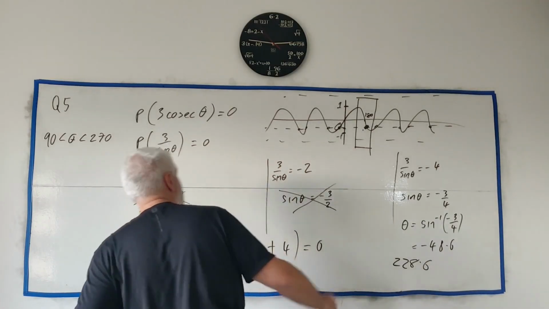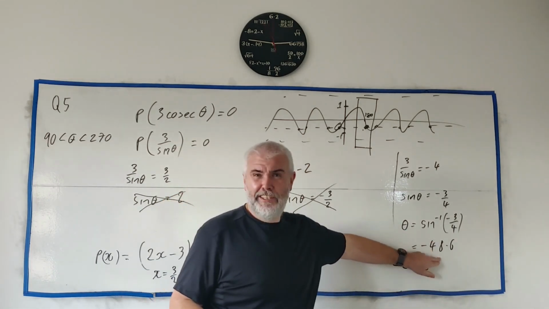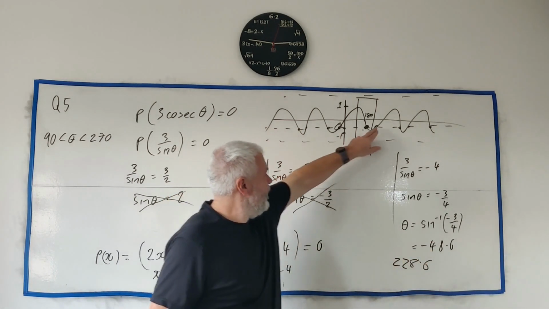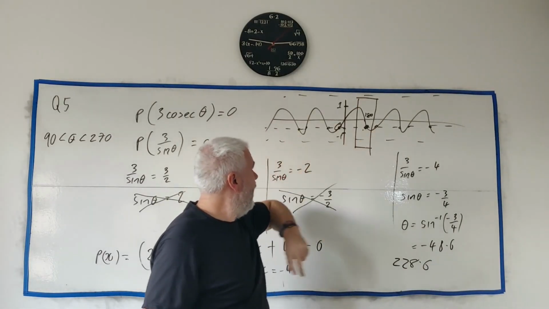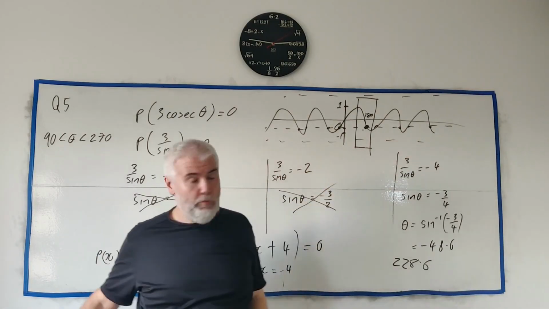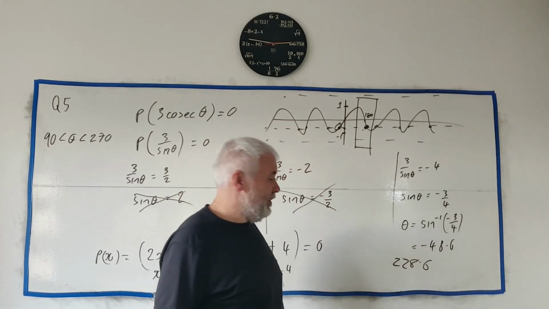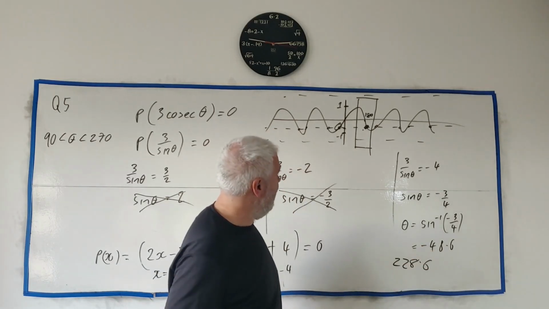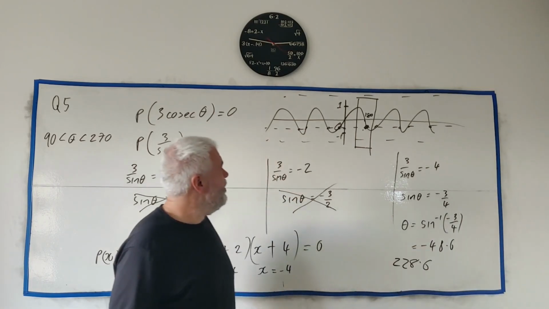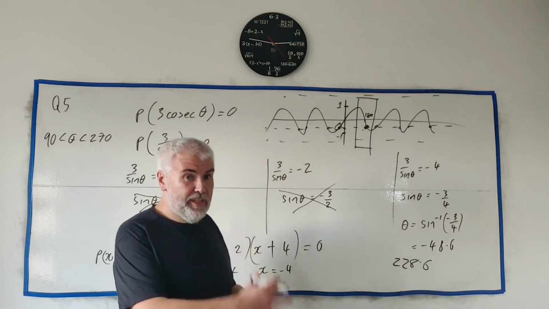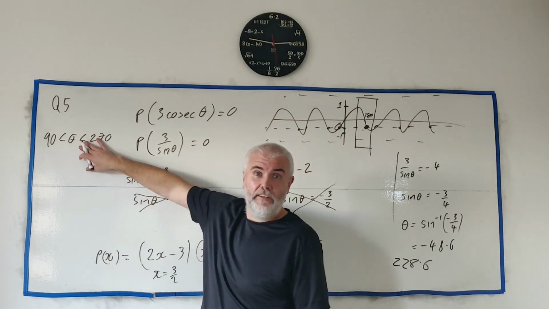Just in case you're wondering, because maybe you have a fancy calculator that will shoot out lots of answers, this answer here would be 311.4, and I guess they start repeating then. This one would be 360 added to this, which is something like 312. If your calculator does give you all those, all you need to do is throw out the ones that don't fit in here.